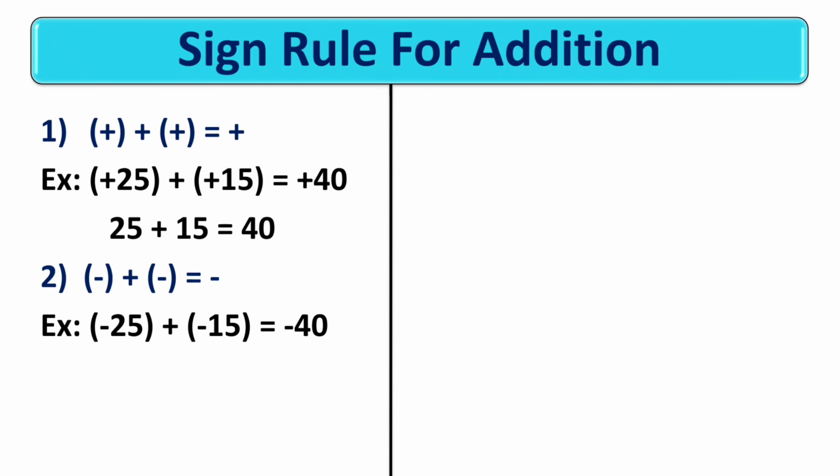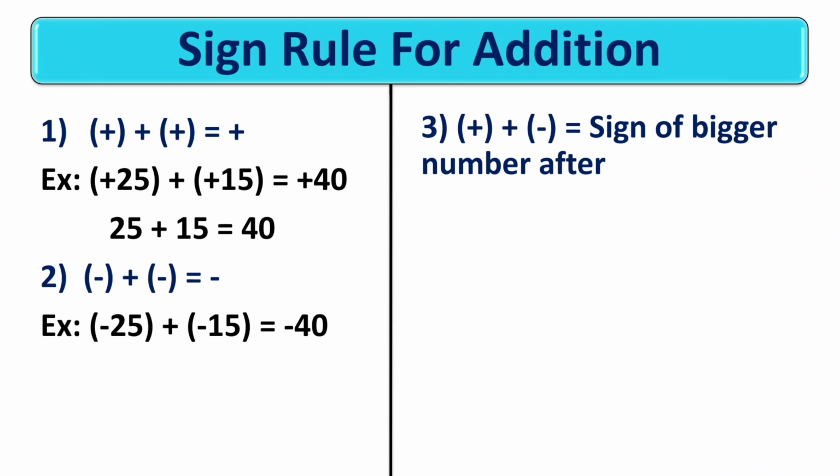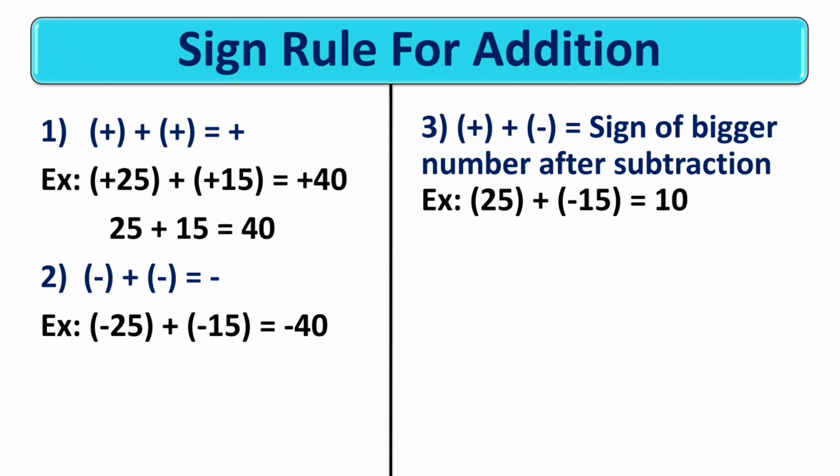Third rule is when positive number and negative number are added, we get a number with a sign of bigger number after subtraction. Here 25 plus minus 15 gives plus 10 as 25 is positive number.